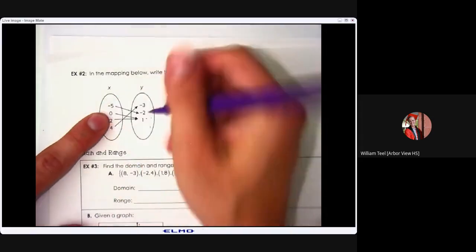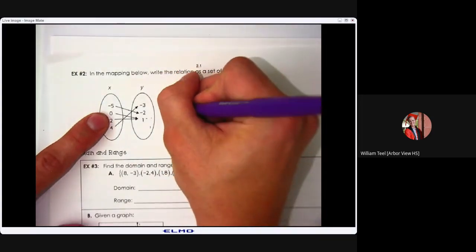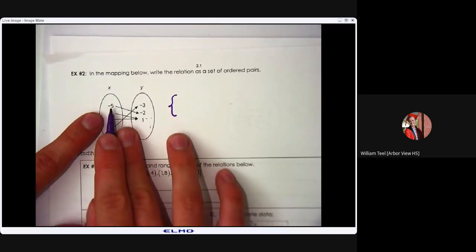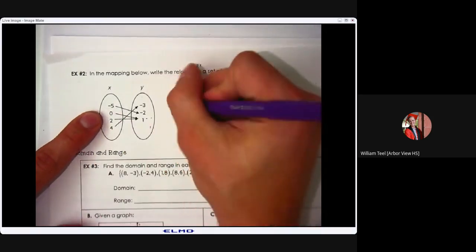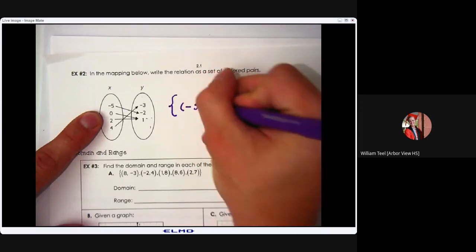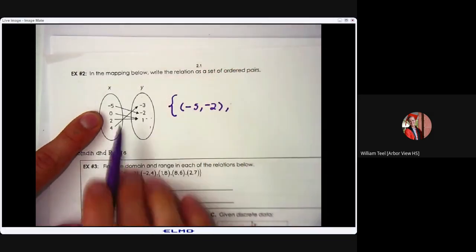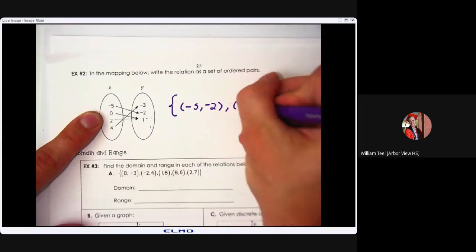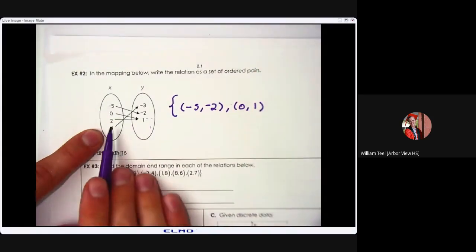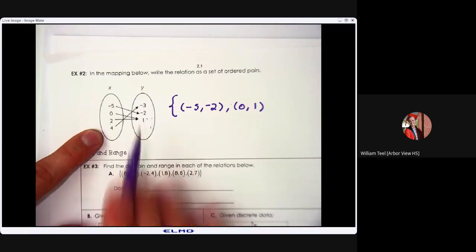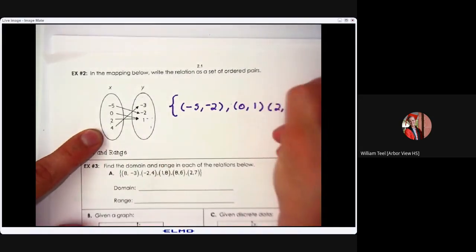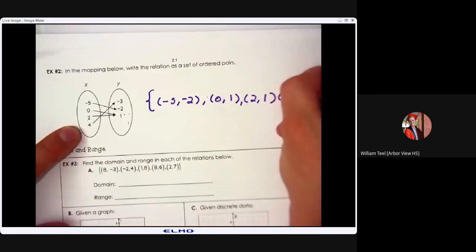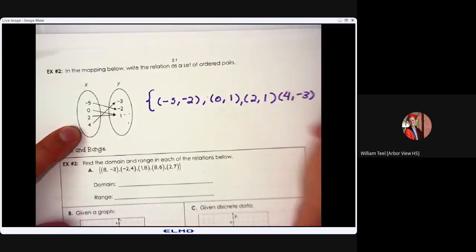So the first ordered pair that I can write, and it's really simple: -5 is pointing to -2, so that means the input is -5, the output is -2. My first ordered pair is (-5, -2). Next, I have 0 pointing to 1, so my next ordered pair is (0, 1). My third one is 2 pointing to 1, so I have (2, 1). And last but not least, I have 4 pointing to -3, which means (4, -3) is my next ordered pair.